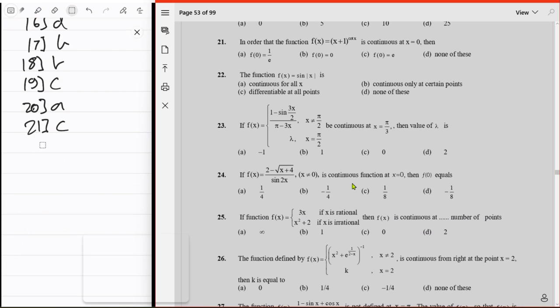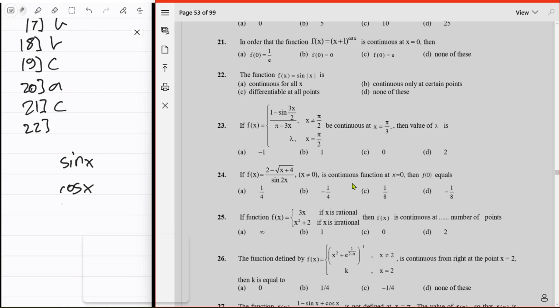22. 22 is the function f of x is equal to sine of mod of x is continuous everywhere. It's not differentiable at all points. I don't think it is. Is it? Okay, let's try it out. So at x bigger than 0, just like sine of x, right? So the derivative is just cosine of x. And otherwise, it's like sine of negative x. The derivative will just be negative cosine of x. So at x equal to 0, these things become 1 and negative 1. So of course, it's not differentiable at every point.